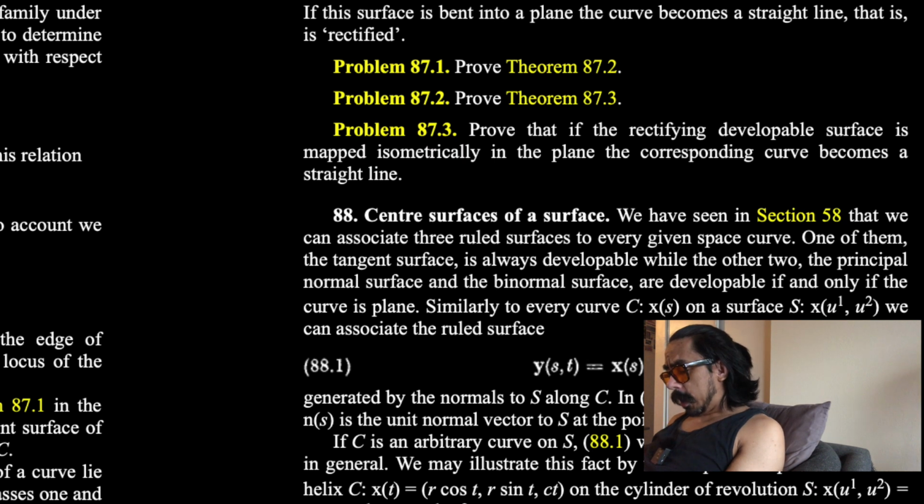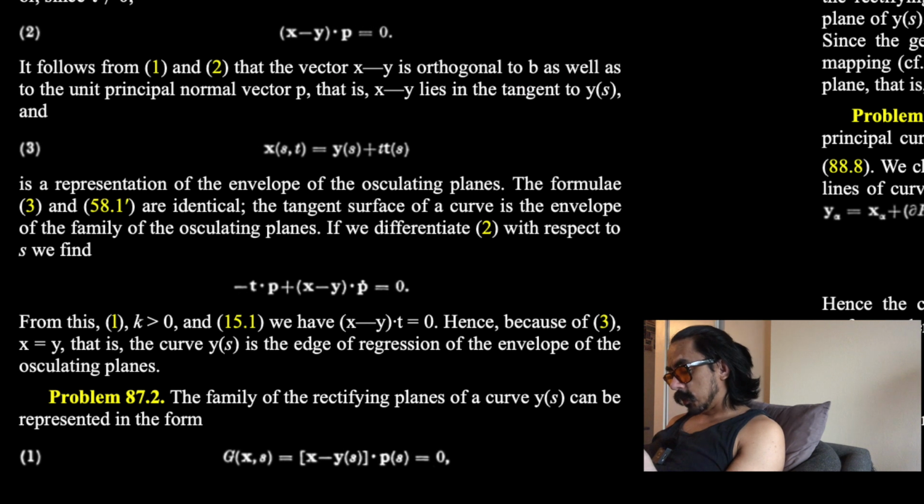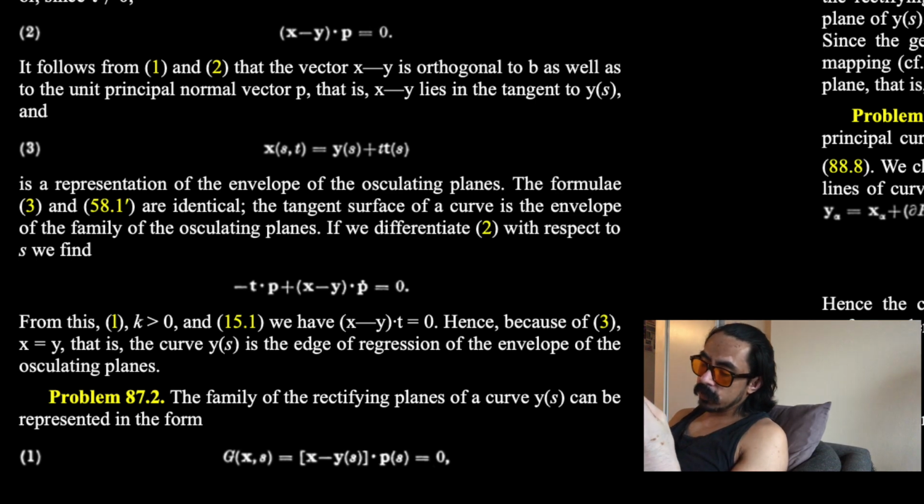Moving right along, problem 87.2 is: prove theorem 87.3. The proof is as follows. The family of the rectifying planes of a curve y(s) can be represented in the form of a function G(x, s) = (x − y(s)) · p(s), where p is the unit principal normal vector, and in all, the function G is equal to 0.